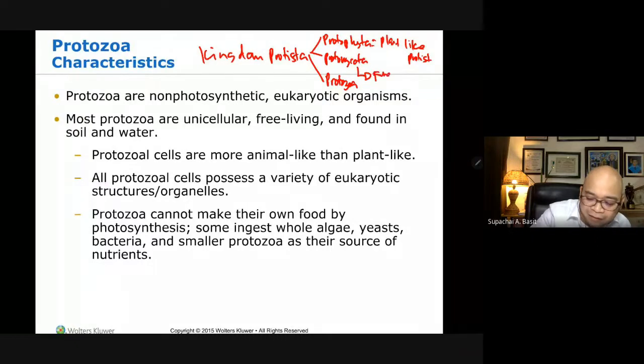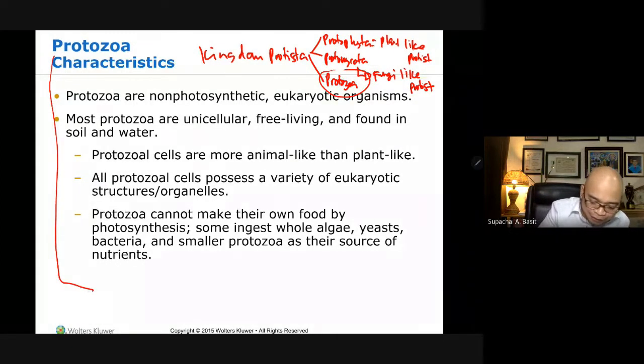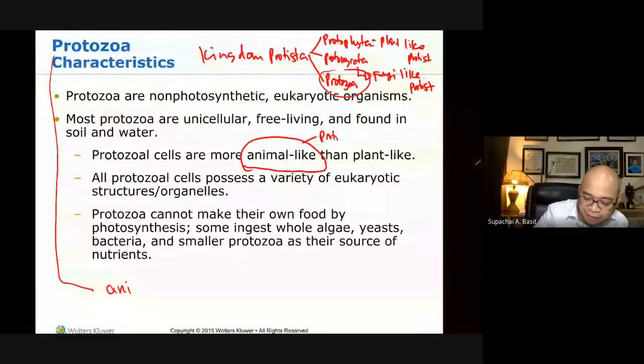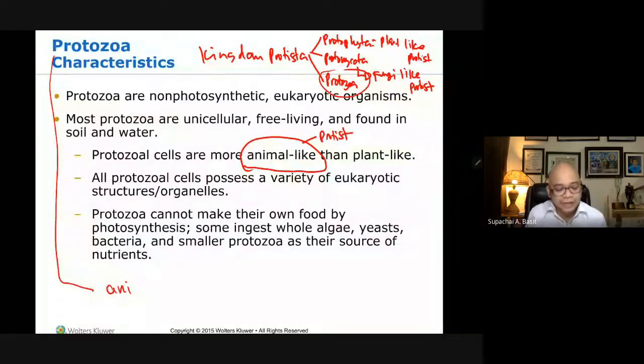Protomycota is the fungi-like protist, while protozoa, the one that we will be discussing today, is the animal-like protist. Protozoans are different from algae because they are non-photosynthetic, and they are eukaryotic organisms.